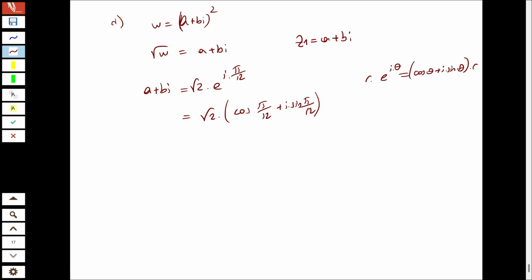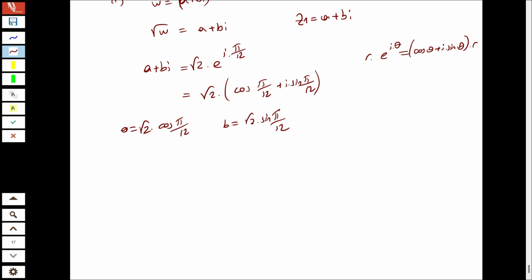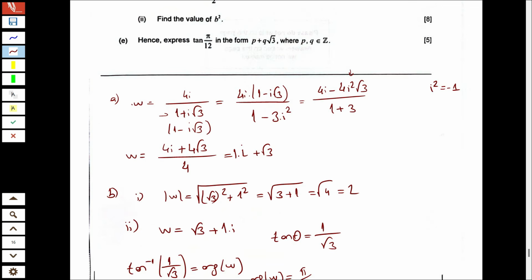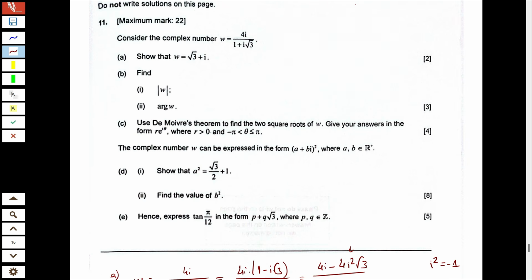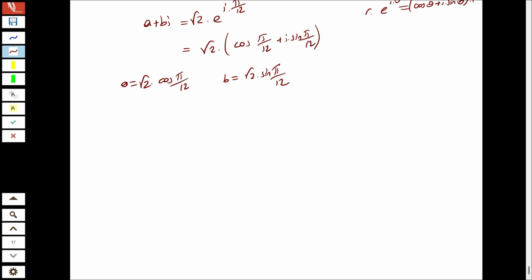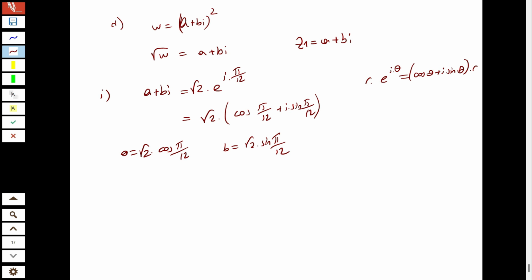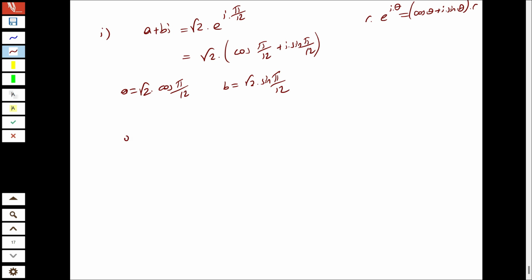Okay, and from here you can say that the real part will be square root of 2 times cosine pi over 12, and the imaginary part will be square root of 2 times sine pi over 12. We are looking for squares of these numbers. In the first question, for example, it asks for a square and b square. Okay, and let's find a square. a square will be 2 times cosine square at the point pi over 12.